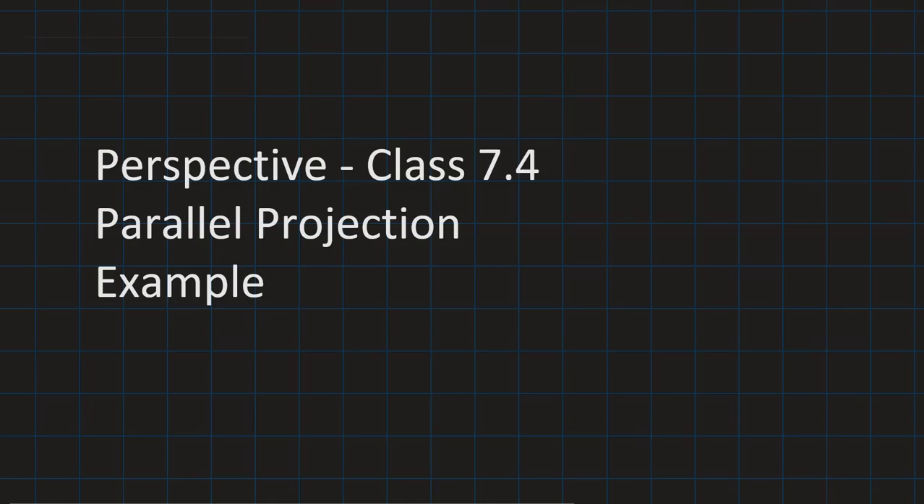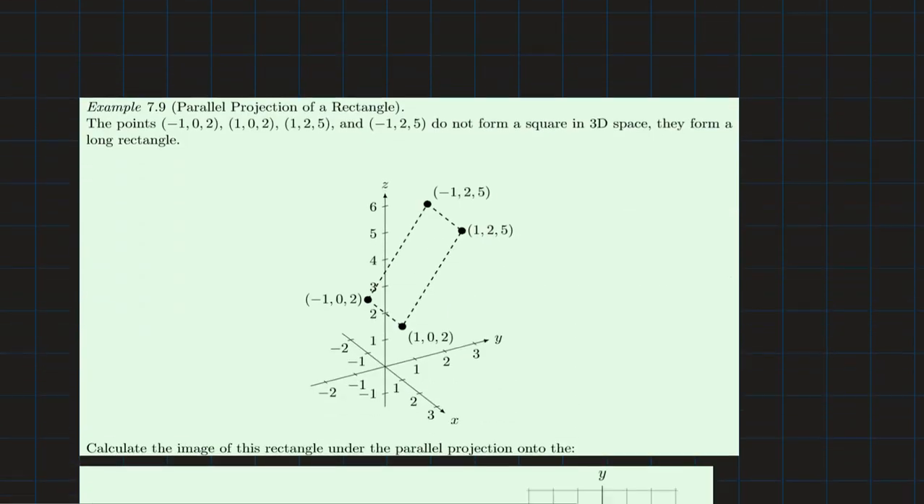Perspective Class 7 Video 4. In this video we're going to do an example of parallel projection from three-dimensional space onto two-dimensional space. So let's look at the example.